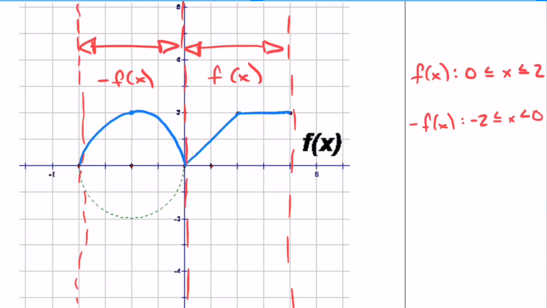So because f(x) is the one that doesn't change, it gets 0. So you can't have 0 on both f(x) and -f(x). So any point that overlaps, -f(x) never gets it. f(x) always wins, basically, because it's staying the same. Those points never changed, so they're on f(x), not -f(x).